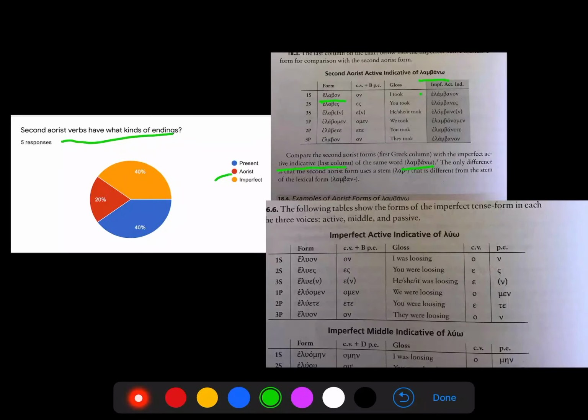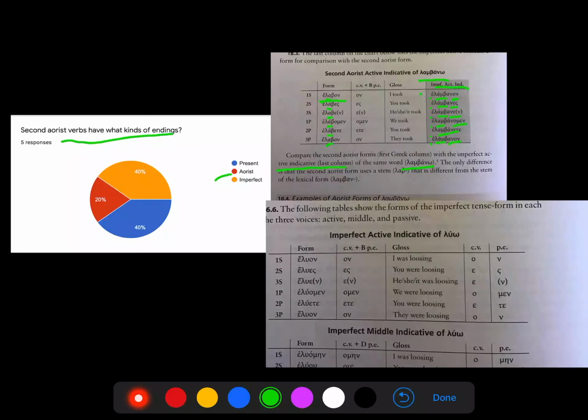So lambano, if it's imperfect, and we already learned the imperfect endings, right? You have these endings that you see here with the epsilon augment at the very beginning. And that is how you form the imperfect, right? You know that, you learned that. Well, the second aorist looks a lot like the imperfect active indicative here, except instead of the full stem, we have a change in the stem. And that's what we have right here. The mu drops out and we have a different stem.